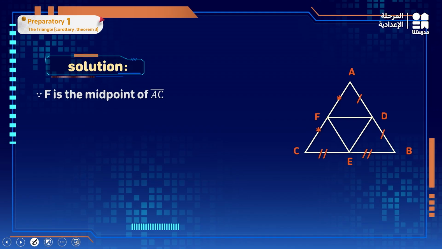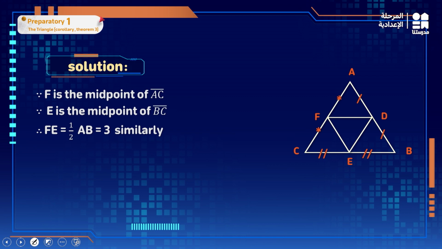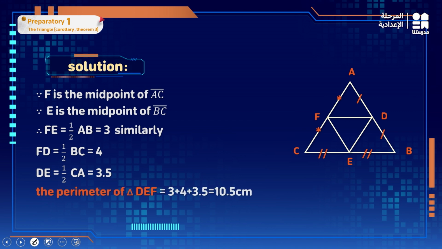Since F is a midpoint of AC, E is a midpoint of BC, therefore FE is half AB, which equals 3 centimeters. Similarly, we have FD equals half BC equals 4, and DE equals half CA, which is 3.5. And then add the 3 sides lengths. So 3 plus 4 plus 3.5 equals 10.5 centimeters.